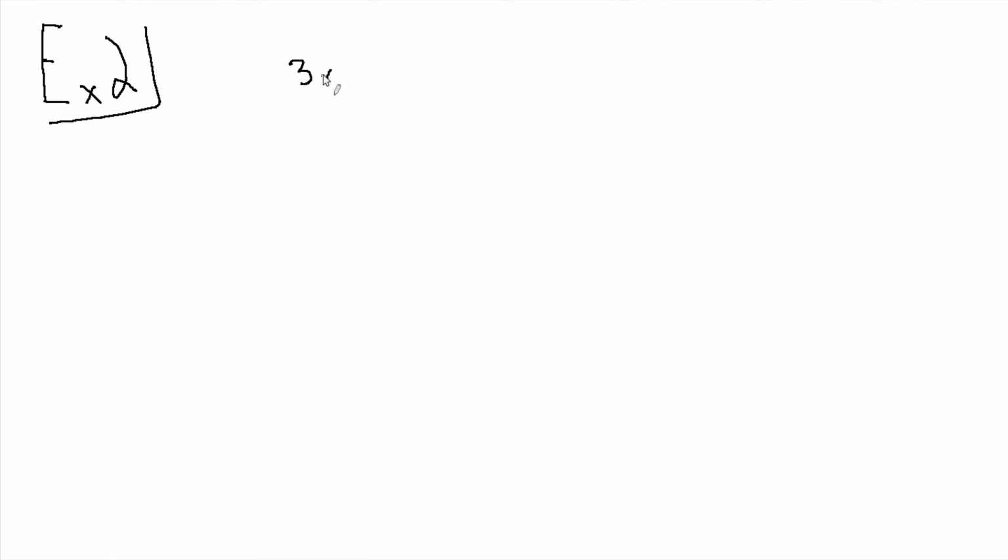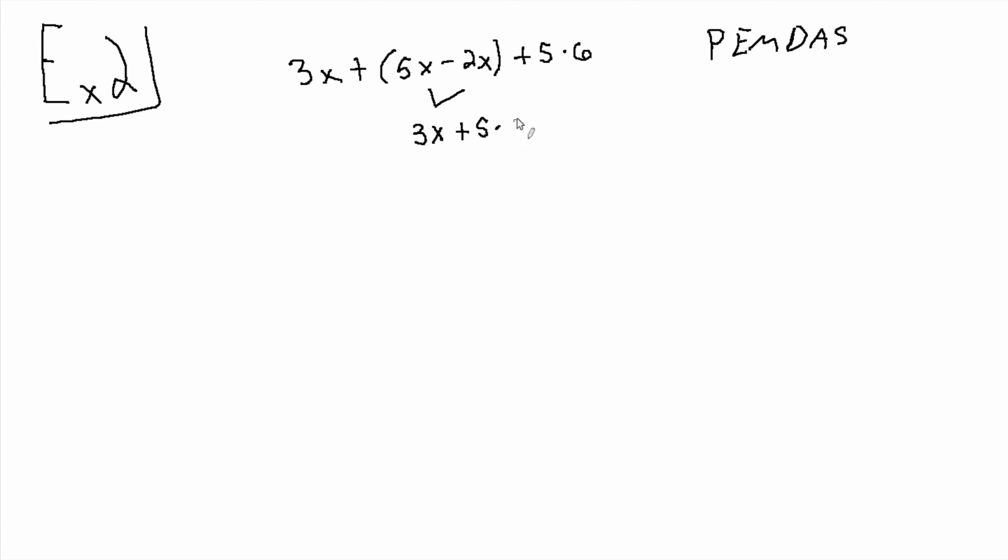Say we have 3x plus 5x minus 2x, and that will be in the parentheses, plus 5 times 6. Don't forget PEMDAS. First we have to do the parentheses. So you get 3x plus 5x minus 2x, which would be 6x. Bring everything else down. 3x plus 6x times 5 times 6. We have done everything in the parentheses.